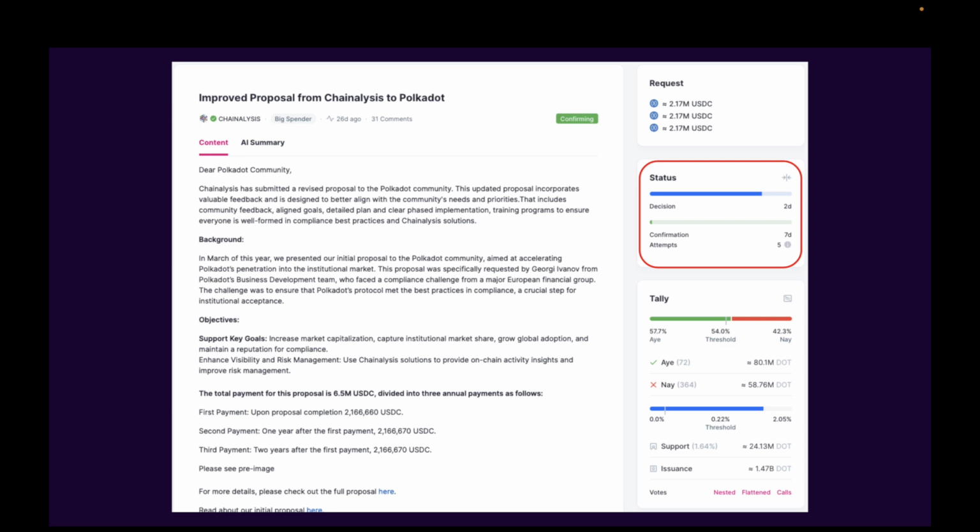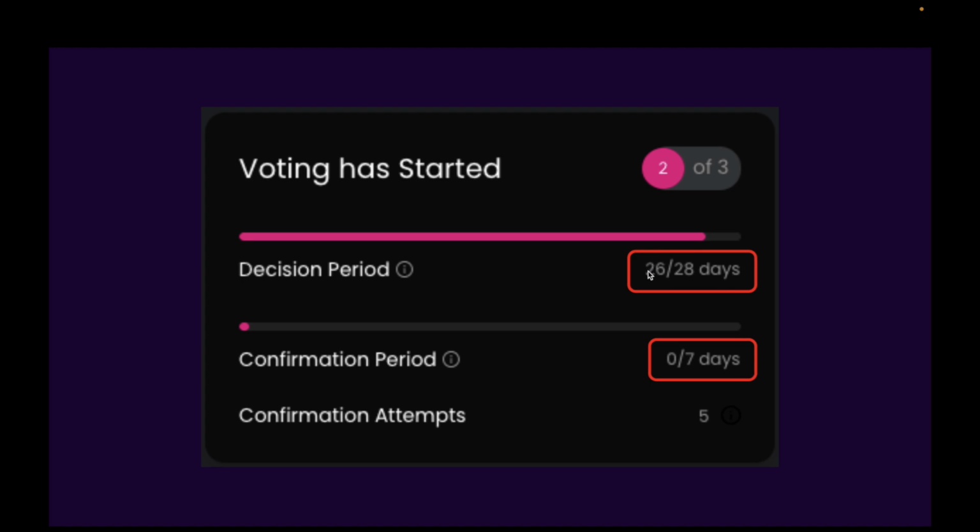Now, some people are getting confused about the decision period for some referendums, and we're going to take the Chainalysis referendum as the example. So here there is only 2 days left on its decision period, but there is 7 days left on its confirmation period, and you can see that on PokeAssembly as well. So there's 26 out of 28 days through its decision period, so there's 2 days left, and the confirmation period has just started. There's currently 0 days progressed out of 7.